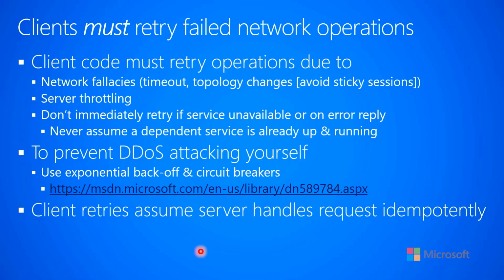Now we've talked about these contracts and how to produce them, and a lot of times direct HTTP requests are a better way to go than those RPC mechanisms. But let's talk about this retry that clients must do. Clients must retry failed network operations, and so you must have code on your client side in order to do this. The client code has to retry the operations due to the network fallacies, again, that we talked about earlier, timeout, topology changes. Also, you should avoid sticky sessions, by the way. Let me go into that for another moment.